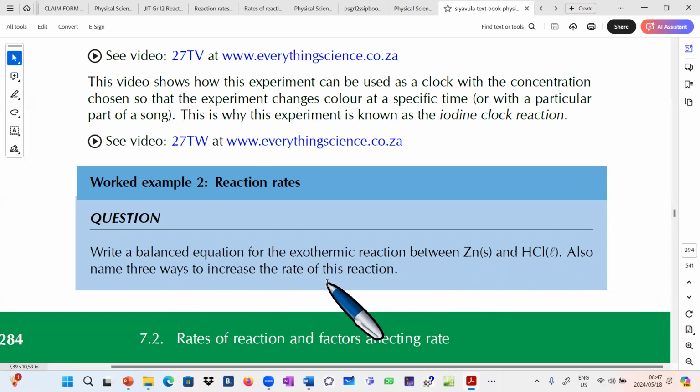Three ways to increase the rate of this reaction. Write a balanced equation for the exothermic reaction between zinc solid and HCl. Also name 3 ways to increase the rate of this reaction. Here is the question, as an example.